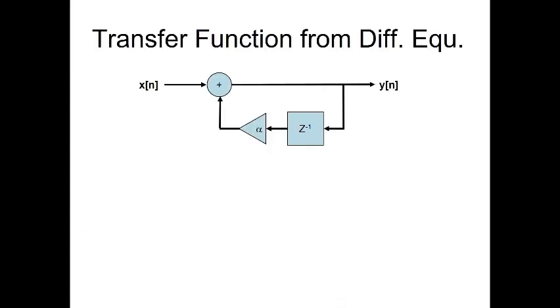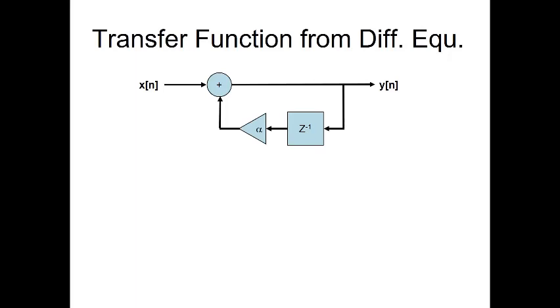And just as we found a shortcut way to get to the DTFT frequency response of a system directly from its difference equation, rather than transforming its unit sample response with a DTFT, we can get to the transfer function H of z directly from the difference equation by using a similar process, just substituting the Z transform for the DTFT.